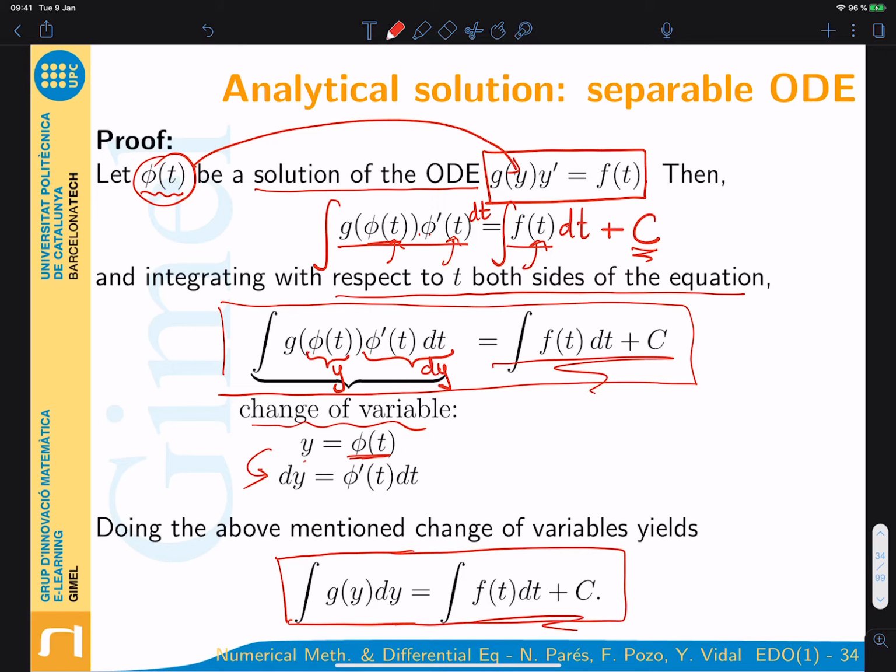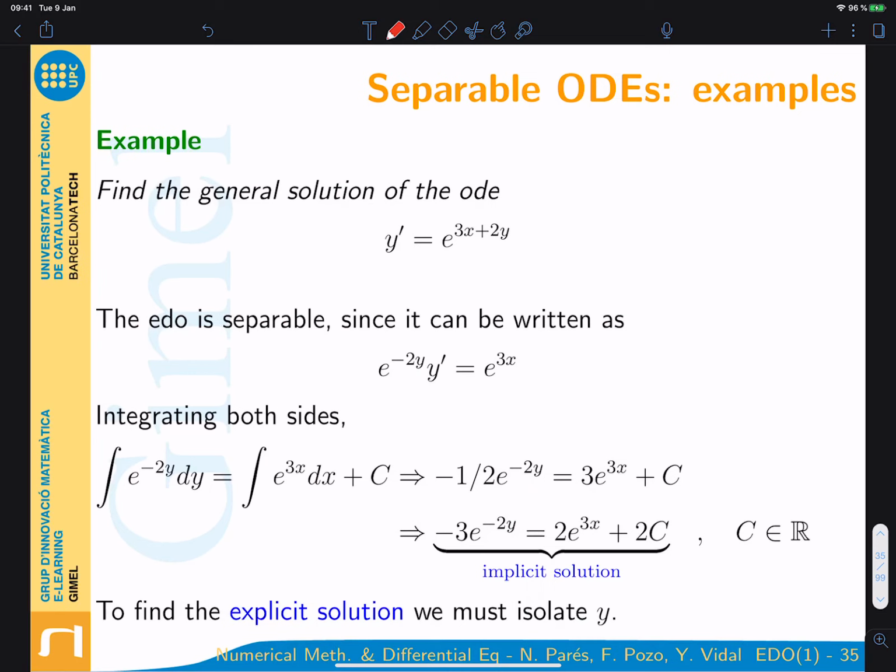So in this way, just using the change of variables, we can see that the separable type of ODE can be solved just using this approach. Now let's see some examples. I think it's easier with a numerical example. Let's start with the following ordinary differential equation. We want to find the general solution. That means that we will allow a constant there that will be undetermined, and that will give us the general solution of the ODE.